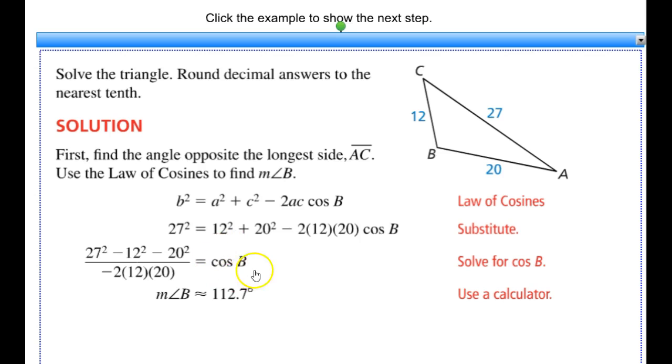And remember, since I'm finding the angle, I have to use the inverse cosine. So I would do all of this and then find the inverse cosine of that value. So I end up with the measure of angle B is approximately 112.7 degrees.